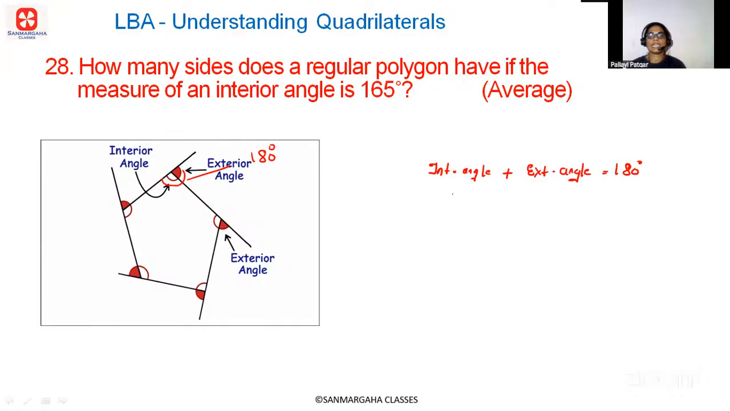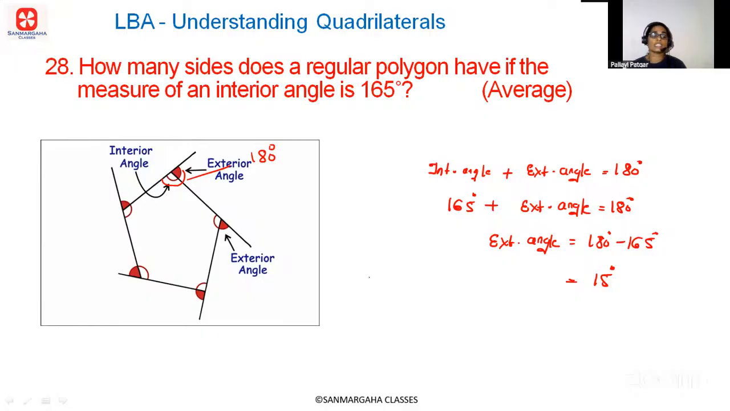So here interior angle is given 165 degree plus exterior angle is equal to 180 degree. So exterior angle is equal to 180 degree minus 165 degree. So this is equal to 15 degree. So each exterior angle is 15 degree. So here we need to find out how many sides there are. So here we calculate the number of sides.